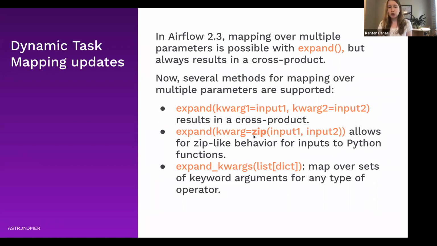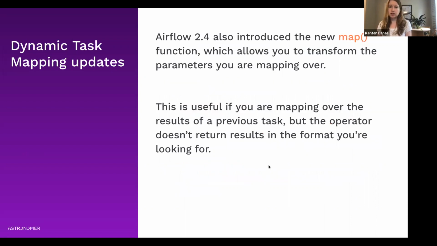There's also a new function called zip. This is actually not a new function per se, it's a Python function, but implementation within Airflow is new in 2.4. This allows you to implement zip-like behavior for multiple positional arguments. So we'll talk about this more in a minute, but that's mostly relevant to Python functions. And there's also a new expand kwargs function, which is going to let you map over sets of keyword arguments. So that's for any operator. So we'll show that in just a second.